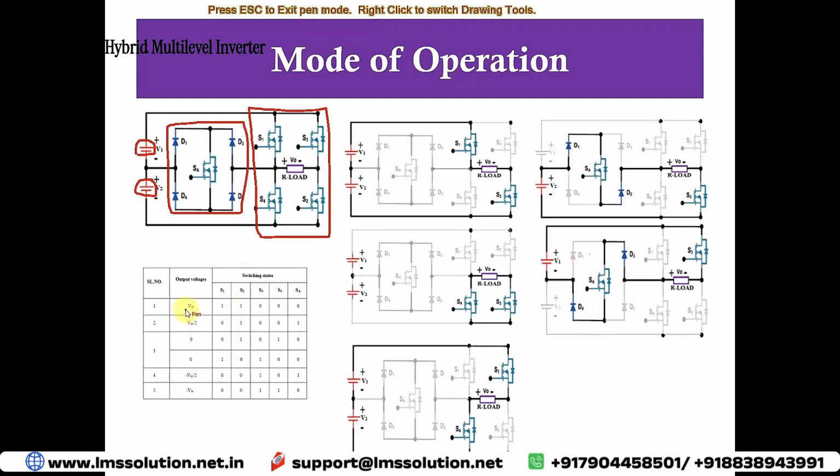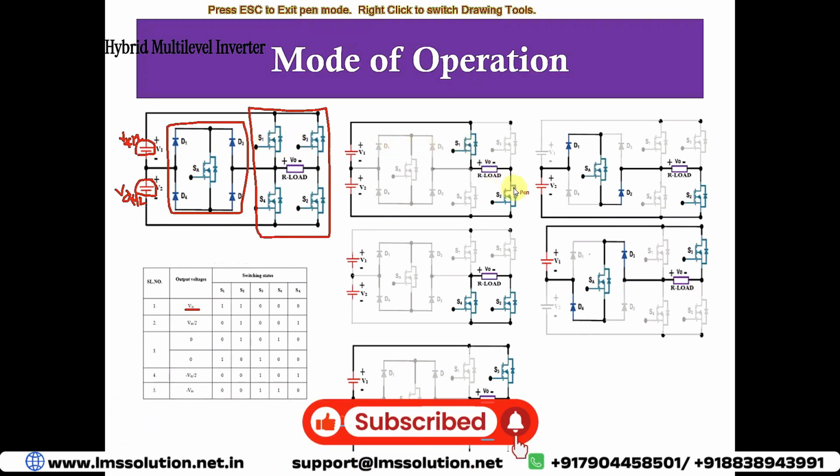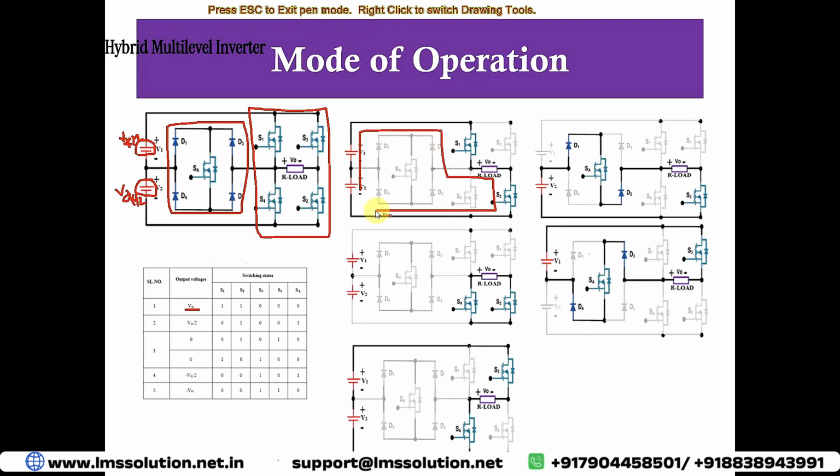First, consider level VDC. For example, consider the source voltage V1 equal to VDC divided by 2, and V2 also VDC divided by 2. If we want to generate VDC, we need to operate switches S1 and S2. When we operate S1 and S2, the circuit will be closed like this. Then the total voltage, that means V1 plus V2, will appear across the load. Since V1 and V2 are each VDC by 2, we will get VDC. Further, we turn on S1 and S2, and the remaining switches will be 0.